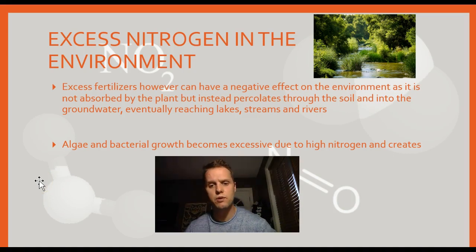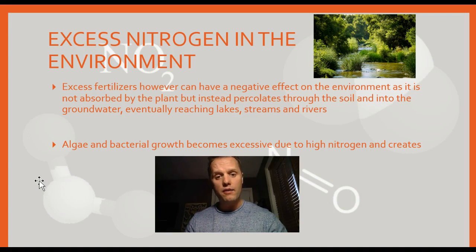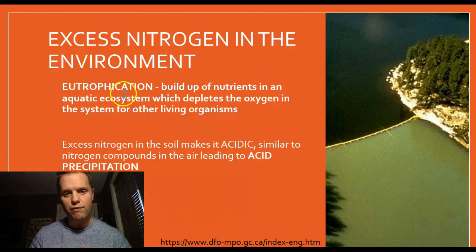We put too much in, and what will happen is it gets dissolved in the water and it percolates through the soil into the groundwater and eventually through runoff. Because we live in a watershed, that water will end up in lakes and streams and rivers. And in there are plants, algae and bacteria, which love high levels of nutrients like nitrogen, and this creates something known as eutrophication, which is a buildup of nutrients in an aquatic system.